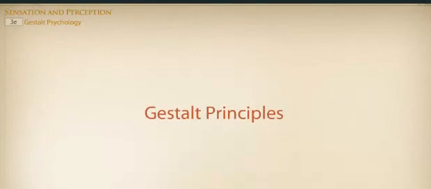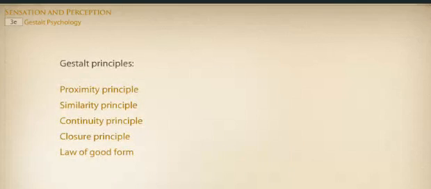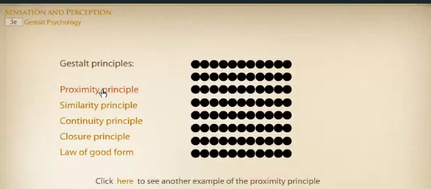Okay, let's take a look at some of the Gestalt principles next. Frequently, your visual field may contain many figures against a background. Many of the Gestalt principles relate to how these figures are grouped together. So what I'm going to do is click on each of the Gestalt principles to show you some examples of those principles. So the first one is the proximity principle. The proximity principle asserts that things that are near one another seem to belong together.